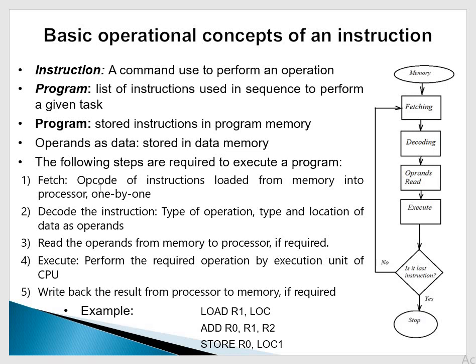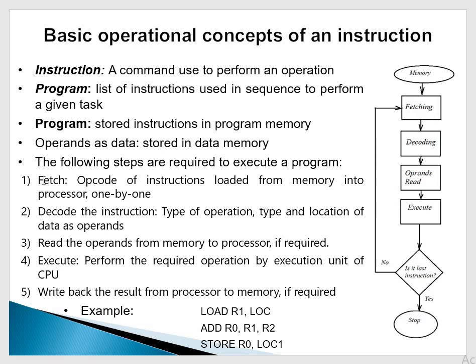Now we will try to understand the different steps which are required to execute a program. These are the steps required to execute a program: fetch, decode, read the data, execute, write back if required. This particular diagram is showing a flow chart of the sequence of events which will be executed by the processor one by one.